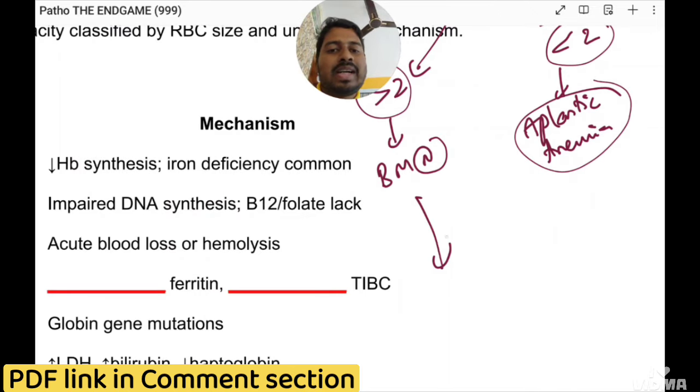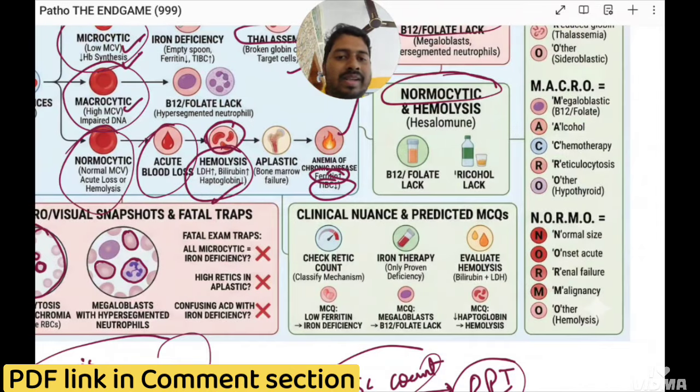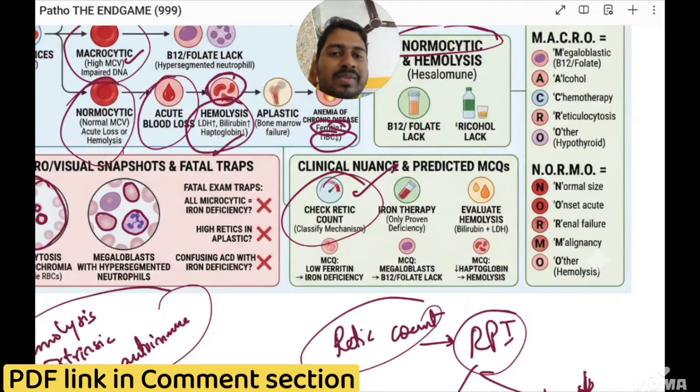After this, we go to the other classification based on MCV. First check reticulocyte count and see whether the bone marrow is responsive or not. We check it based on bone marrow response. Next, iron therapy should be given only when there is proven iron deficiency anemia, because if you give it in thalassemia, it will further aggravate thalassemia. That is because already in thalassemia the problem is not with iron, the problem is with defective hemoglobin structure. So more iron will cause more damage to the body.